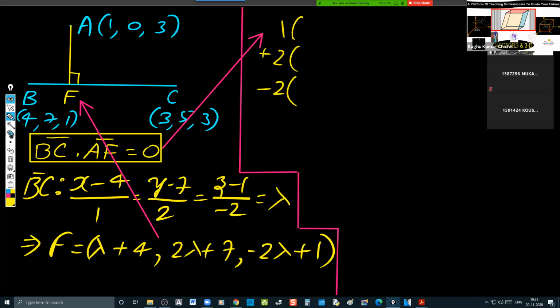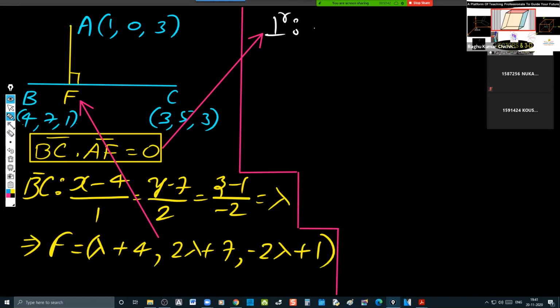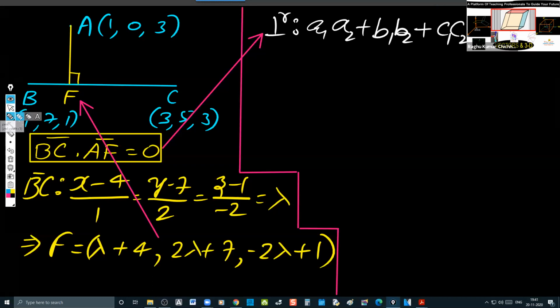Just for your better understanding, I'll write the formula for the condition for perpendicularity. A1 A2 plus B1 B2 plus C1 C2 is equal to 0. Very good. This is what we are going to apply now.